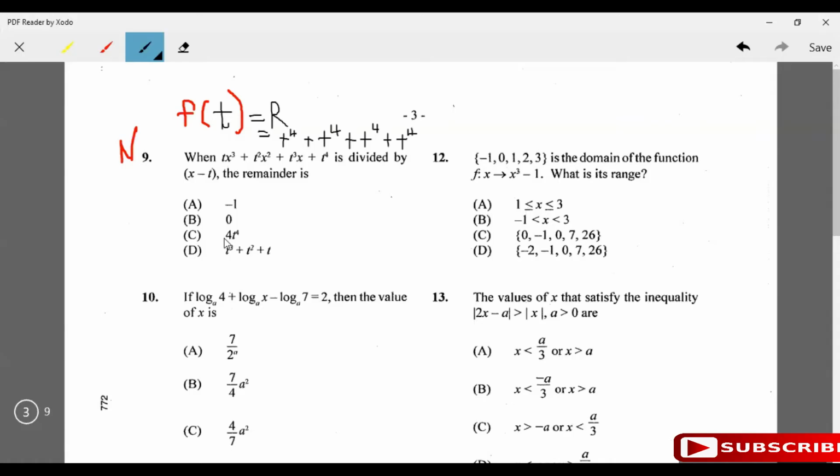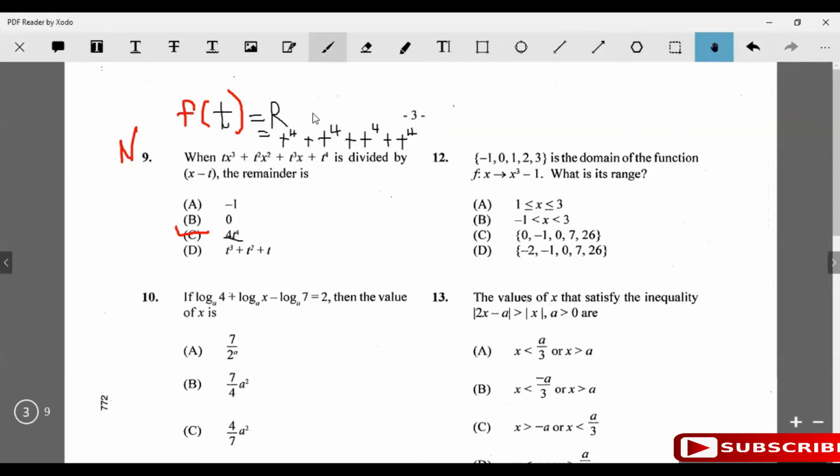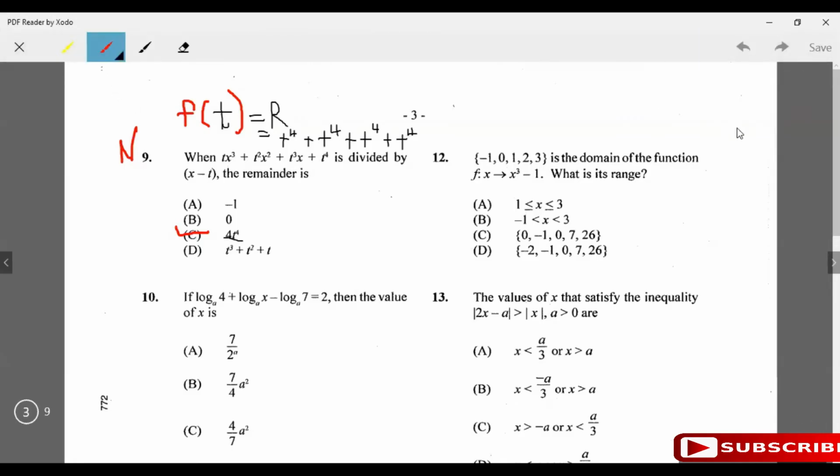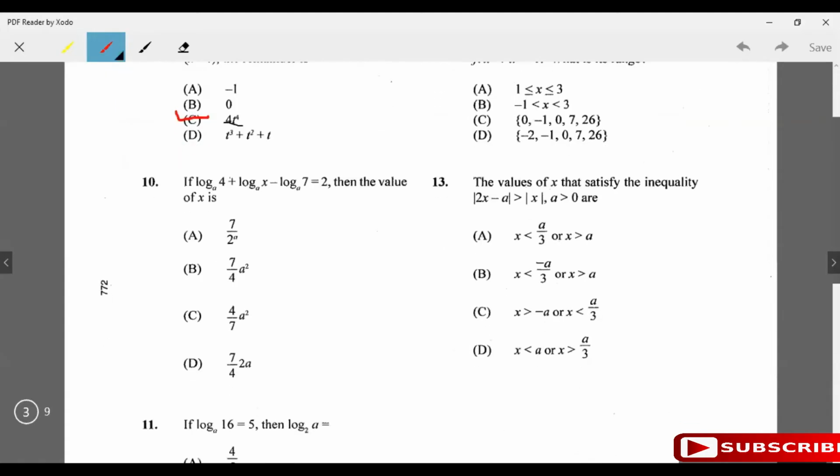So it is right here, 4t to the 4, and that is option C. So that's question 9. This is another new question as well. So that's the 4th new question. Easy, soft. All right. Question 10. Question 10, this is a repeat question. I believe it's option B. But let's just work it out for those that want to see the working out.